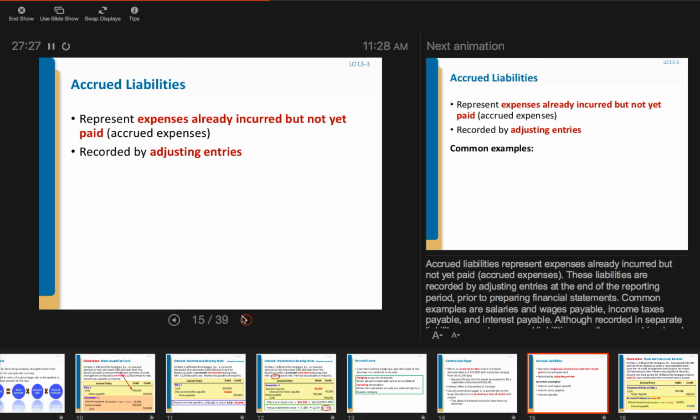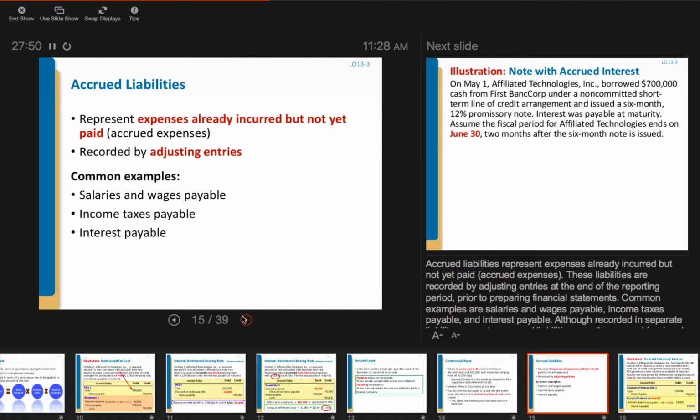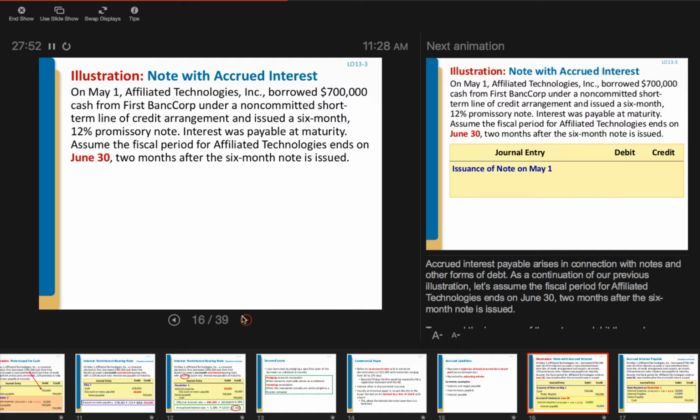When we talked about, in principles, when you talked about adjusting entries, accrued liabilities was one of the categories of adjusting entry that we talked about, and that is when basically we owe money that we have not yet paid. Okay. Common examples listed there. Do a quick walkthrough of one here.